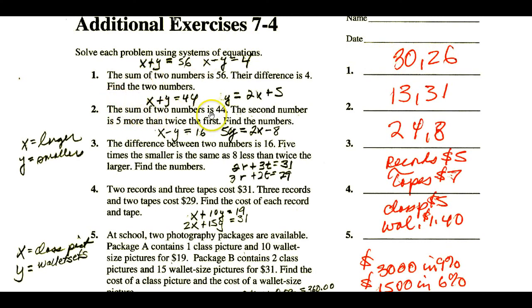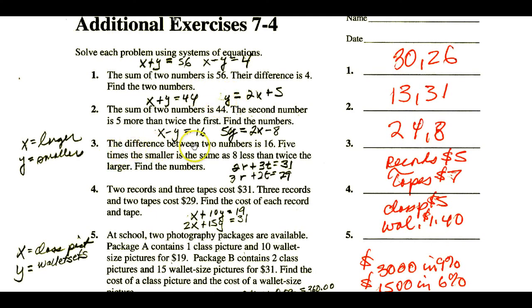The sum of two numbers is 44, the very same thing. First number plus second number, 44. Now this one's a little different. The second number is 5 more than twice the first. So first number, second number. So the second number is 5 more than twice the first number. Here I would use substitution.